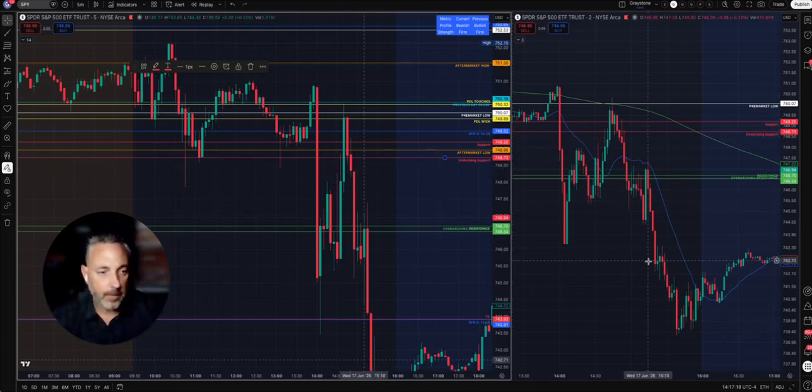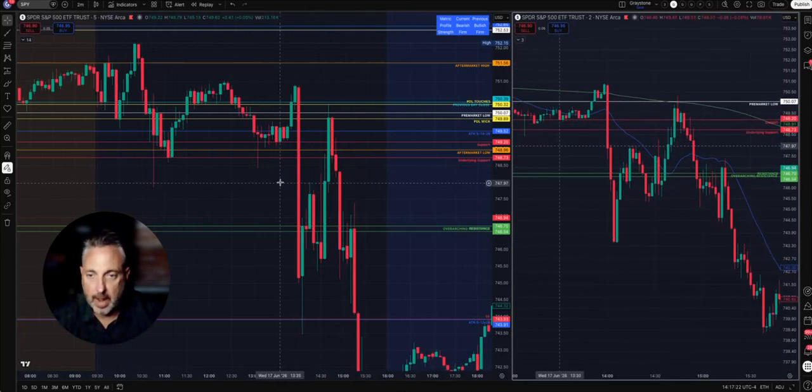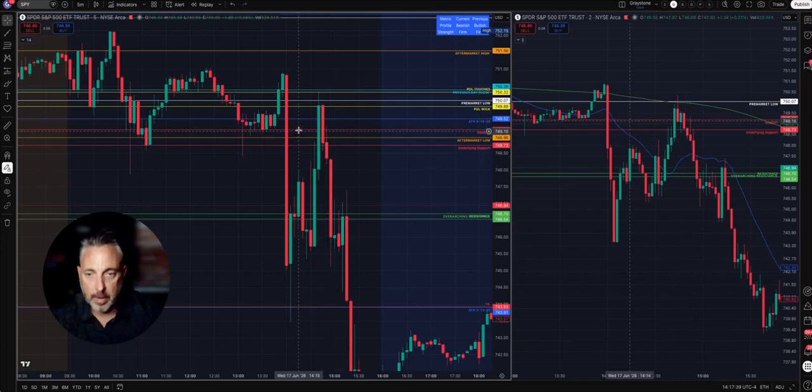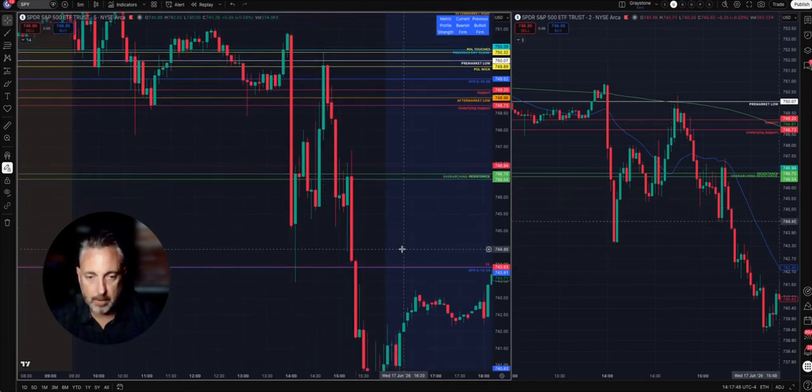So if you're looking here, I have the 2-minute on my right and I have the 5-minute on my left. So we get this big push down here, big candle. Candle opens up on FOMC at 750.83 and it comes down to 745.15. It's a $5 candle. That's a lot of massive movement. It breaks support. It breaks underlying support. It's exposing to a big retracement. No questions about it, right?